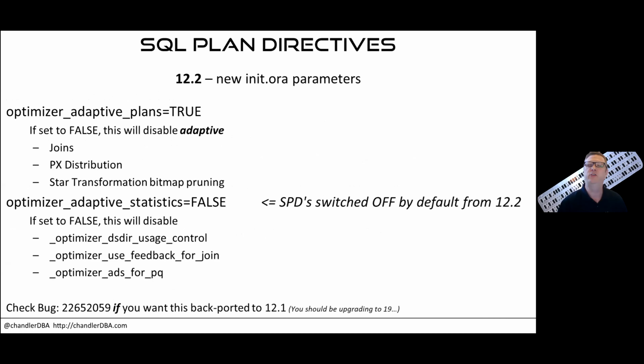In 12.2, Oracle realized that they hadn't put enough control in for us, because most people wanted the optimizer adaptive plans, but did not want optimizer adaptive statistics. So by default in 12.2, adaptive plans are switched on and adaptive statistics are switched off.